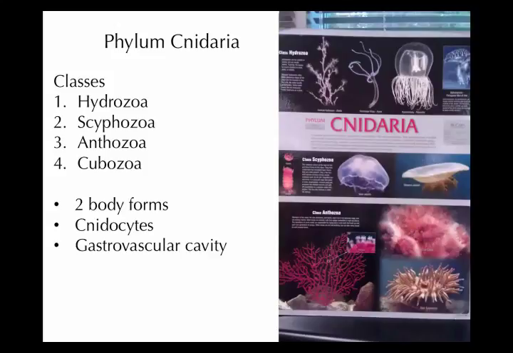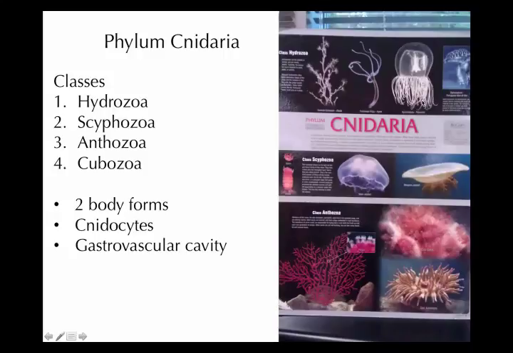There's 4 classes. You should know who's in each class that we looked at. And so I have a slide for each of the classes. You need to know the body forms. So there's the polyp form, which is when the tentacles are facing up, like these guys here, tentacles up. And then there's the medusa form, when the tentacles are down and the mouth is down. On these polyps the mouth is up. The medusa, the mouth is down. Here's the mouth. Here's their tentacles.